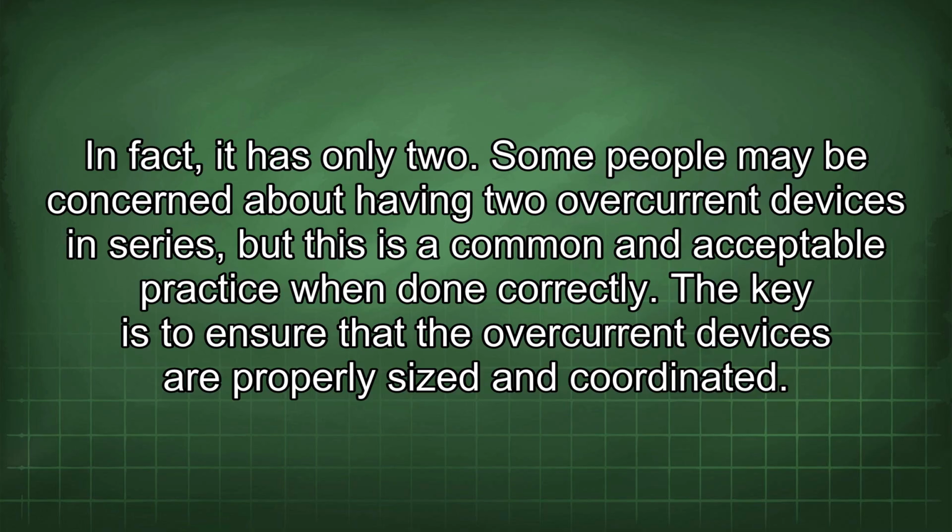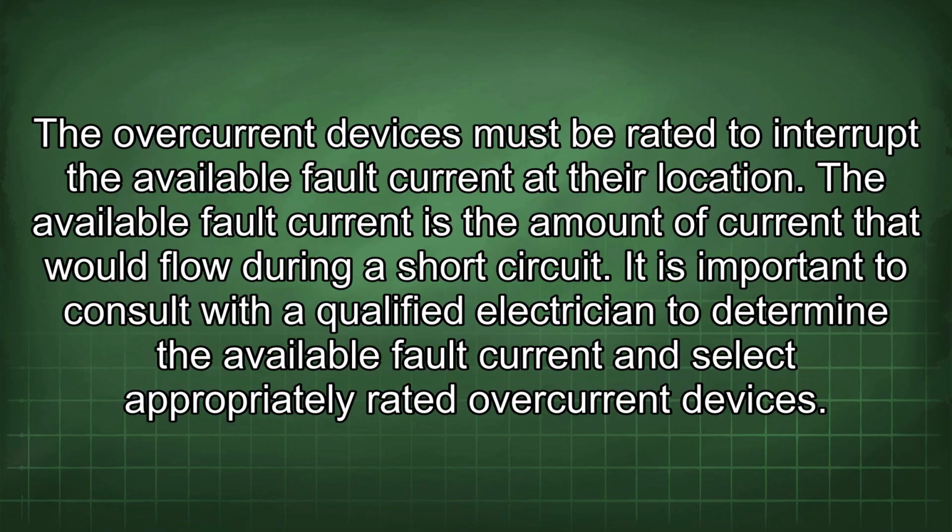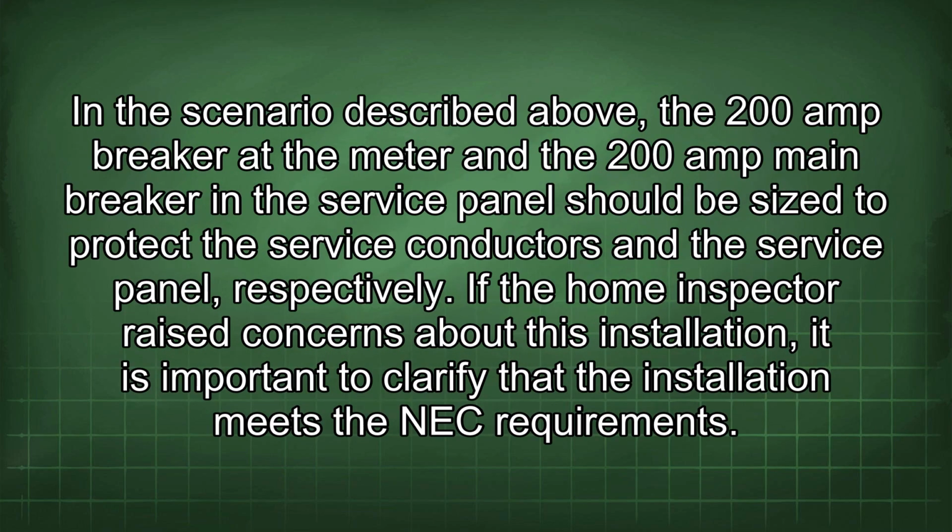Some people may be concerned about having 2 overcurrent devices in series, but this is a common and acceptable practice when done correctly. The key is to ensure that the overcurrent devices are properly sized and coordinated. The overcurrent devices must be rated to interrupt the available fault current at their location. The available fault current is the amount of current that would flow during a short circuit. It is important to consult with a qualified electrician to determine the available fault current and select appropriately rated overcurrent devices. In the scenario described above, the 200 amp breaker at the meter and the 200 amp main breaker in the service panel should be sized to protect the service conductors and the service panel, respectively.